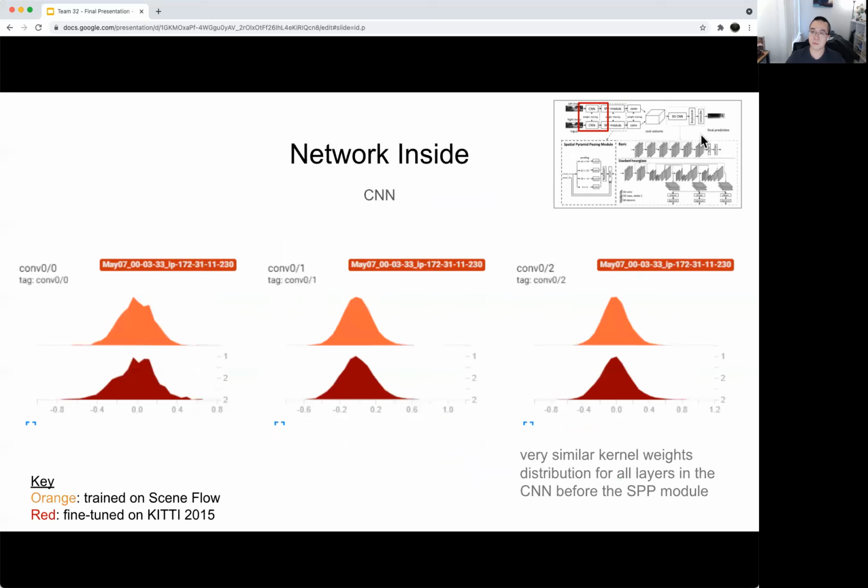Next slide. To verify the conclusion from our experiment, we compared the kernel weights between the network trained on SynFlow and the one fine-tuned using Kitty 2015. We first fine-tuned a pre-trained PSMNet model that was trained using SynFlow on the Kitty 2015 dataset for 300 epochs. Afterwards, we compared the kernel weight distribution of both models via histogram. From the histogram, we can see that the model trained on SynFlow in orange and the model fine-tuned using Kitty 2015 in red have similar kernel weight distribution for all layers in the CNN.